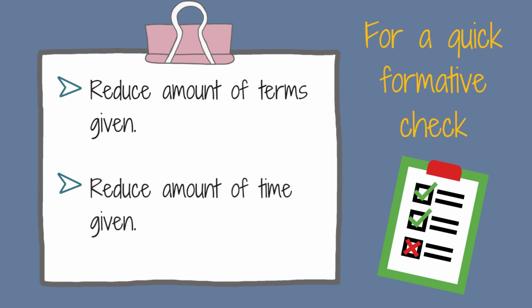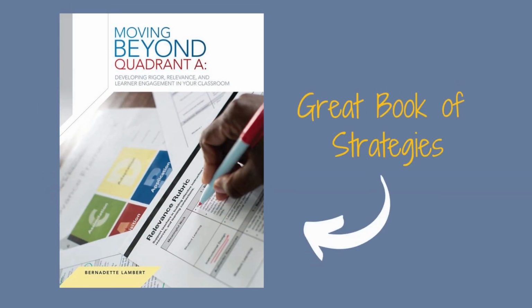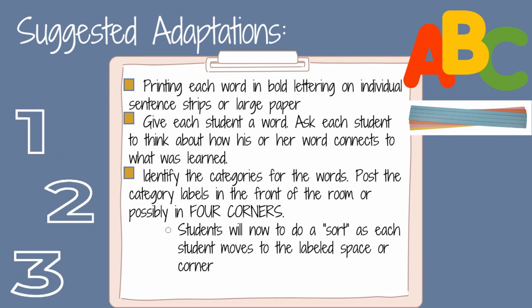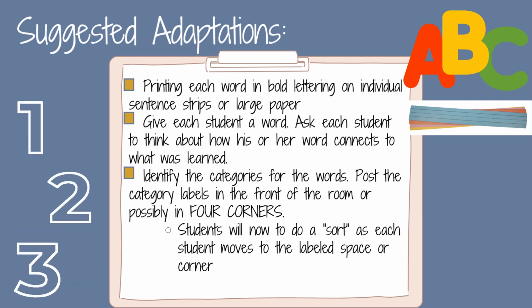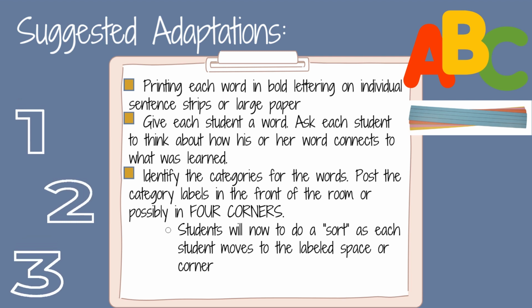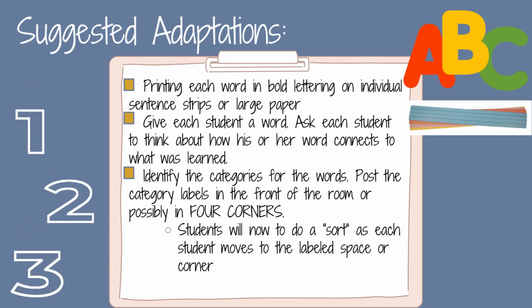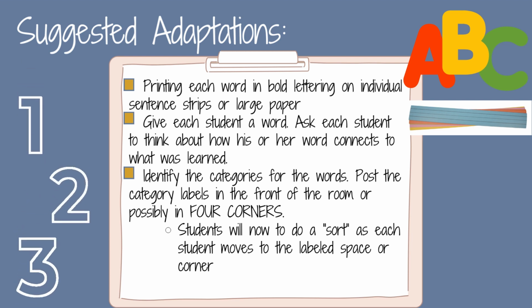As listed by Bernadette Lambert in her book, Moving Beyond Quadrant A, Developing Rigor, Relevance, and Learner Engagement in Your Classroom, some suggested adaptations and applications for this strategy could be: younger students can participate by printing each word in bold lettering on individual sentence strips or large paper. Give each student a word. Ask each student to think about how his or her word connects to what was learned. Identify the categories for the words. Post the category labels in the front of the room or possibly in 4 corners. Students will then do a sort as each student moves to the labeled space or corner that best represents the group for his or her word.